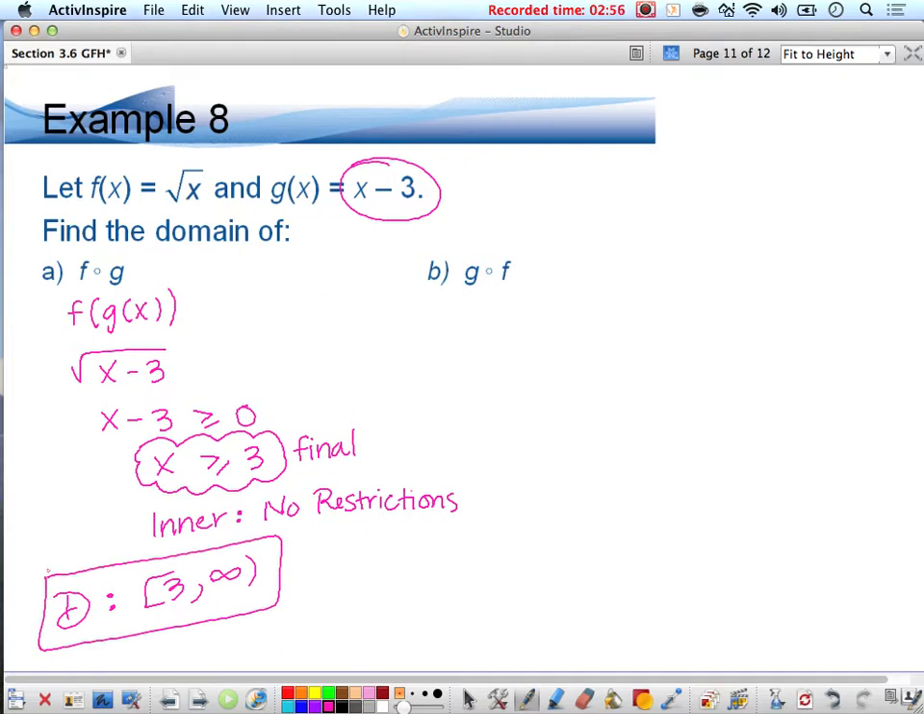Let's take a look at the other way. What if we had found g of f? Would the domain be any different? Well, first we have to remember that g of f is the same as g of f of x.